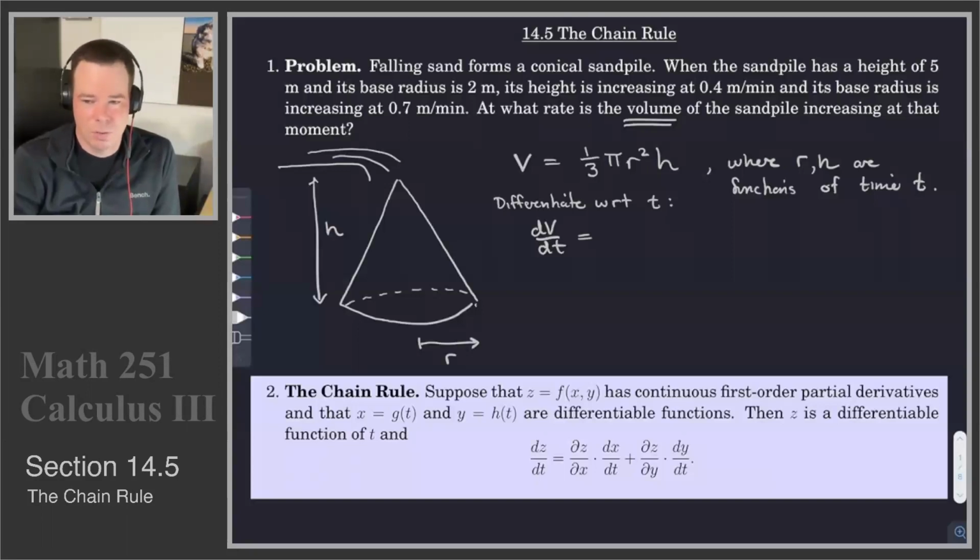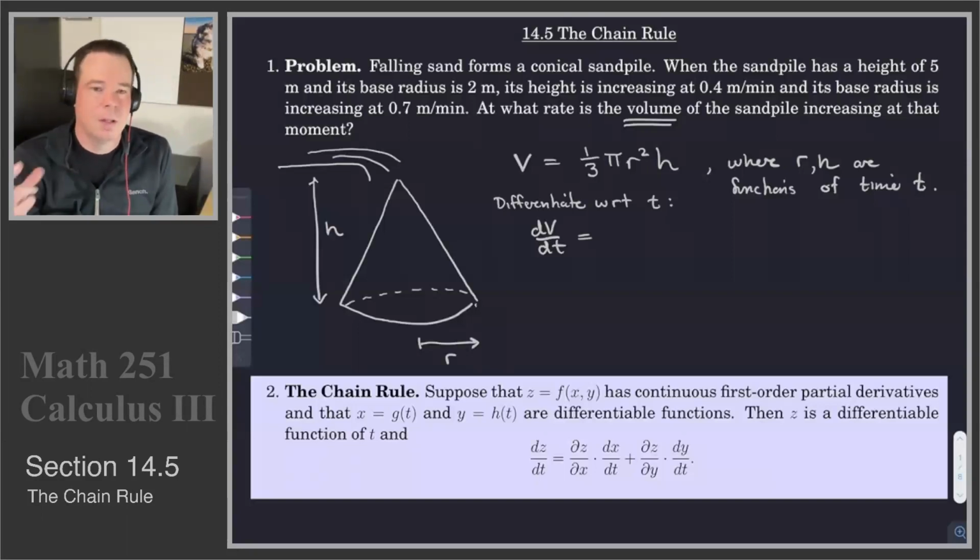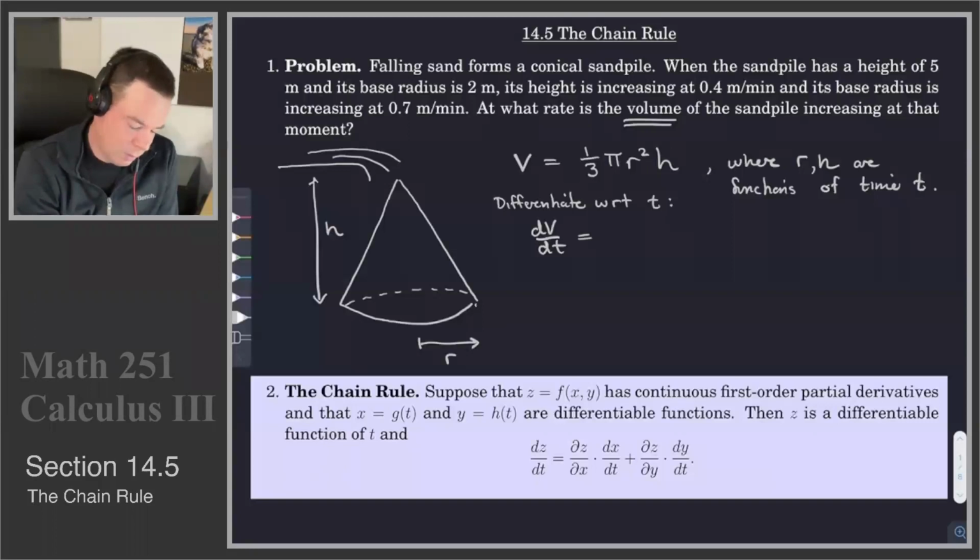Both of those are functions of t. So when I differentiate r squared with respect to t, I'm going to use the chain rule because it's a squaring function and an inside function of r, which is a function of t. And then the other half of that product is the h function. I'm going to have to differentiate it with respect to t.